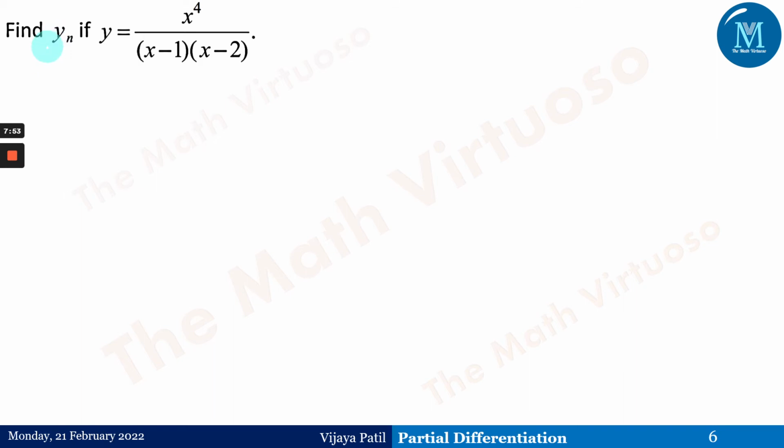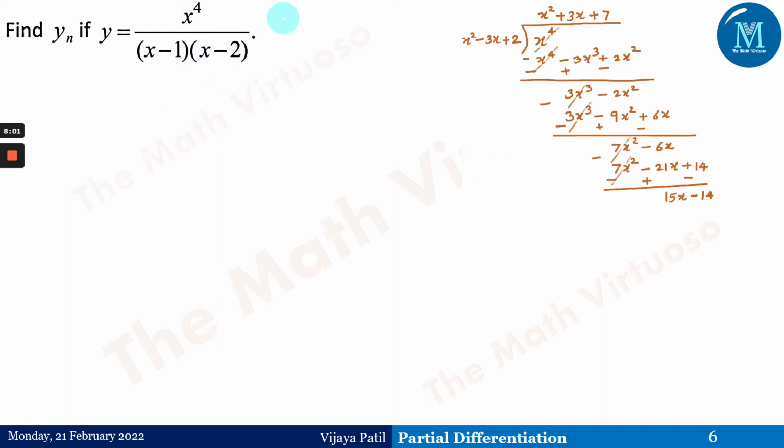The next question is: find yn if y is equals to x to the power 4 upon x minus 1 into x minus 2. As we are aware, the degree of the numerator should always be strictly less than the degree of the denominator to have the partial fraction of this particular step. As we do not have that here, the degree of the numerator is greater than the degree of the denominator.